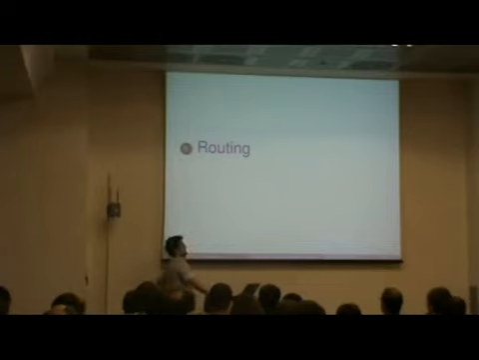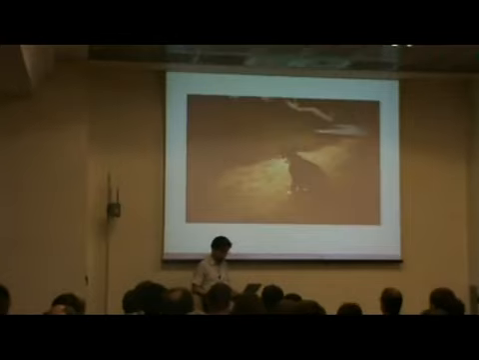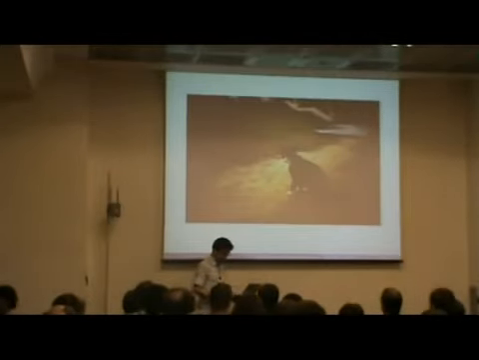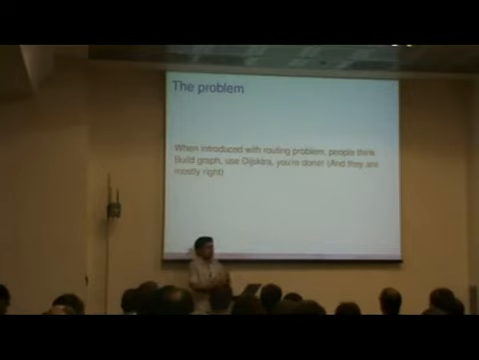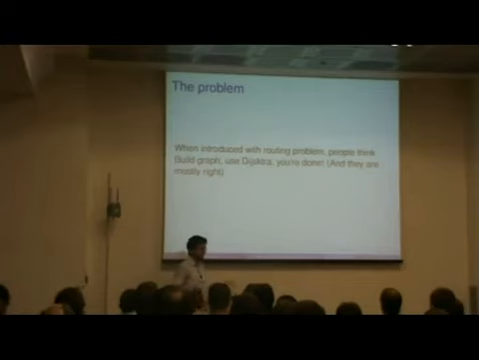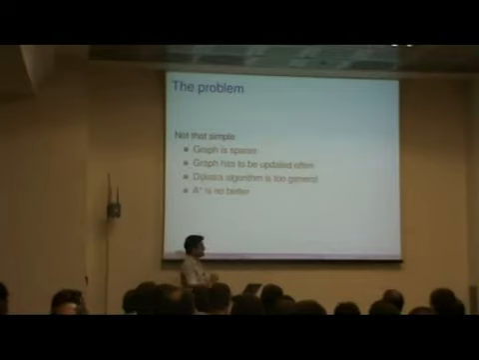Getting to the last section of my talk, we're going to talk about routing. Again, we needed to explore something. Maybe it was a route home. The main issue was routing. People think that it's very simple. You know, you just build a graph, you use the Dijkstra algorithm, and you're done. Well, they're mostly right, but it's not that simple.